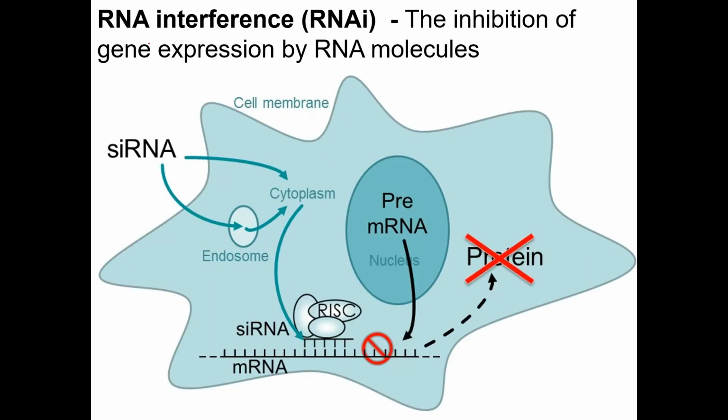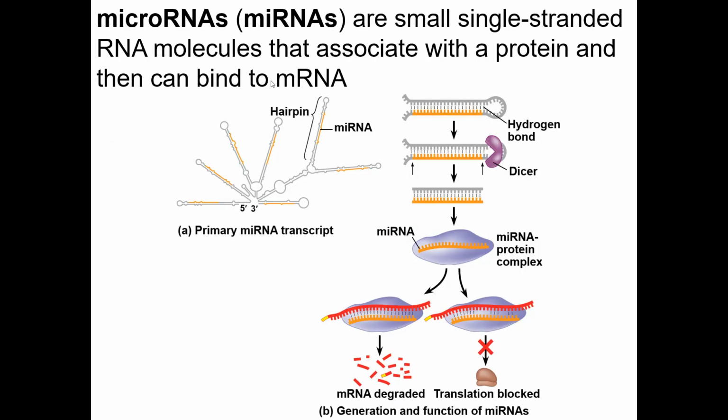Okay, RNA interference, the definition is the inhibition of gene expression by RNA molecules. So these are the non-coding RNA molecules that go back and stop gene expression in some way. The first way the scientists learned about them is they injected a cell with RNA and it actually decreased gene expression. So that's when they started to learn about it.